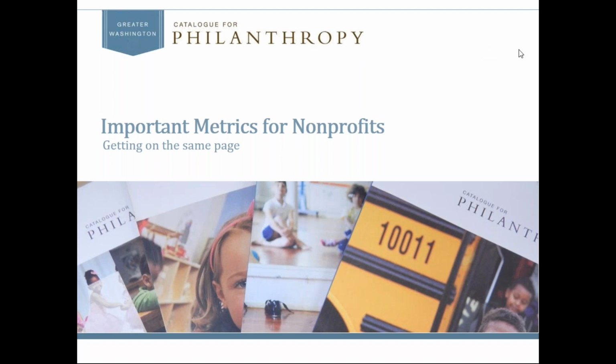All right, we're going to go ahead and get started. For those of y'all who just joined, my name is Matt Gayer, Co-Executive Director at the Catalog for Philanthropy. We'll be talking about important metrics for nonprofits today, what to track and how to track it.